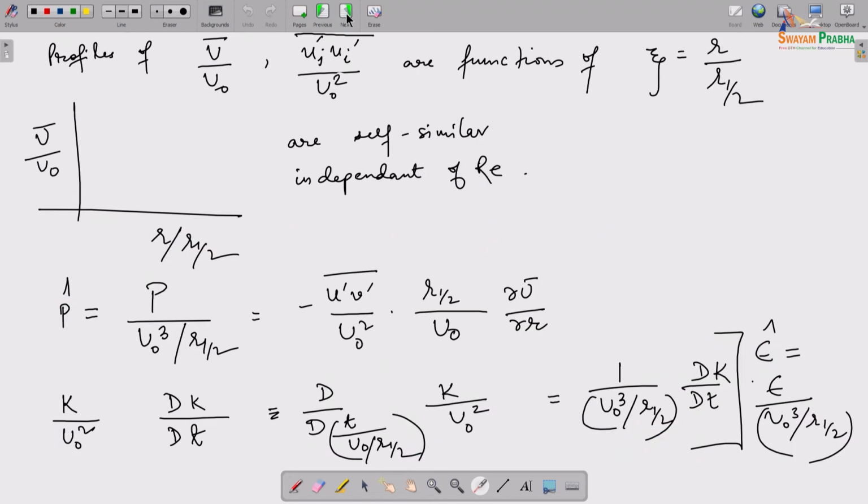Yeah, so I think I should write that here again. All right, so let's just say this. The turbulent part of the kinetic energy also scales with u naught cubed by r half, which means that it is also self-similar and independent of Re.